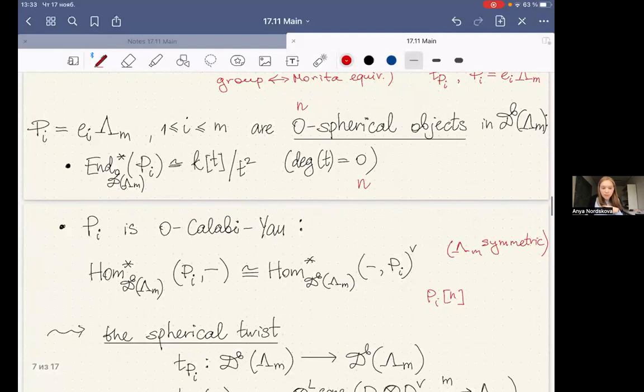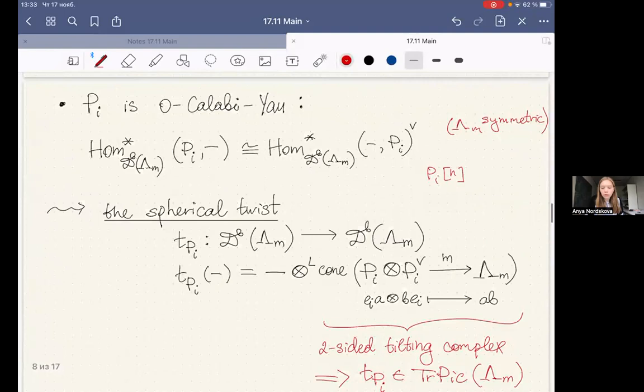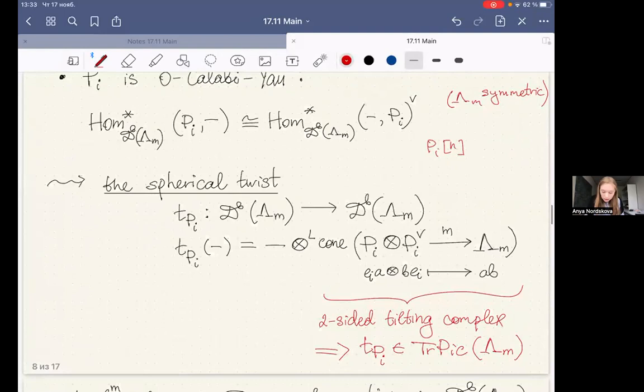And in this context, one can avoid talking about enhancements and why it is defined correctly by using the language of two-sided tilting complexes, which I started with. So consider the following map, the multiplication map. Then one can show that if you take the cone of this map, then this will be a two-sided tilting complex over my algebra lambda m, and hence this formula will define an element of the derived Picard group.